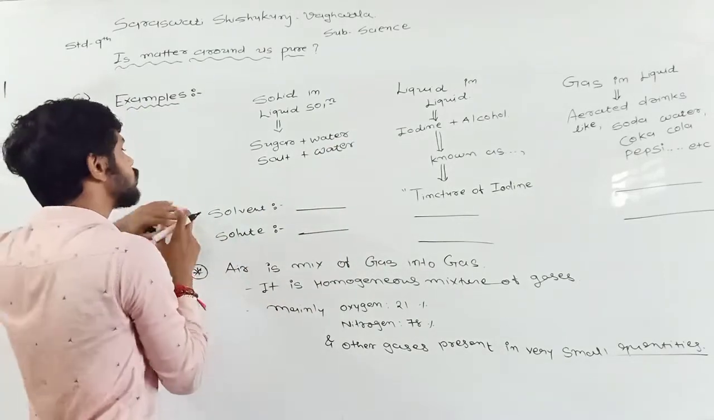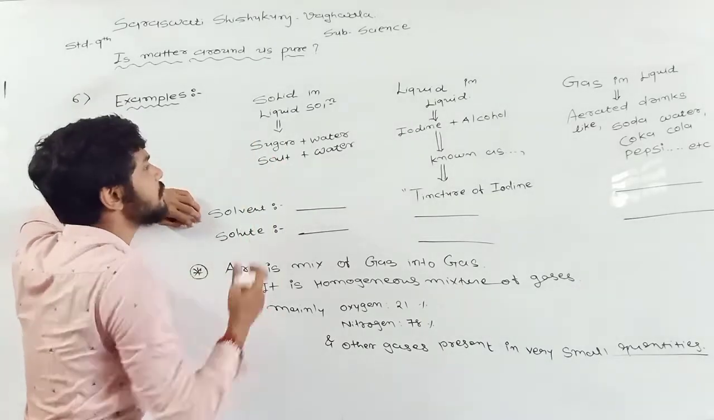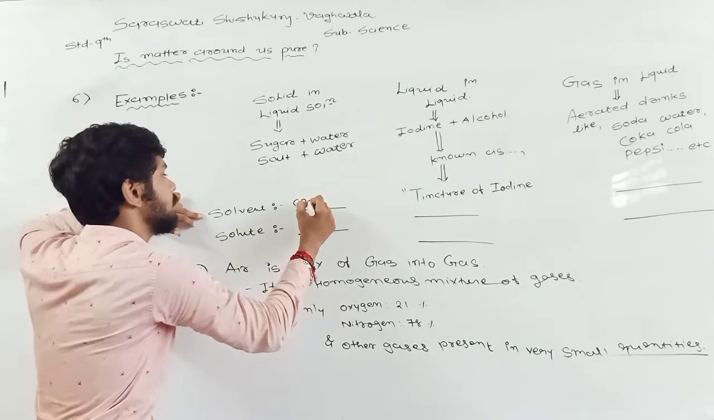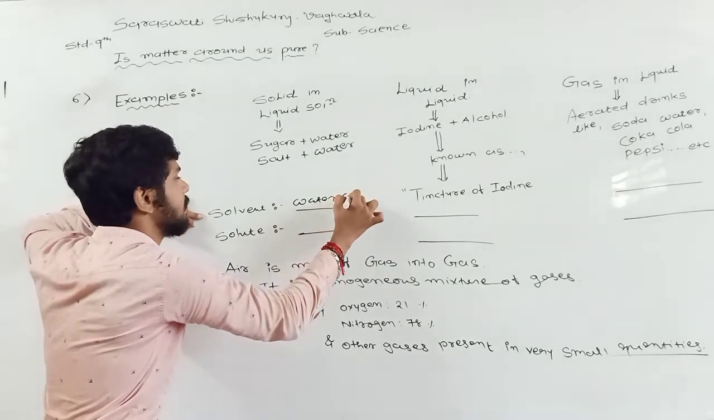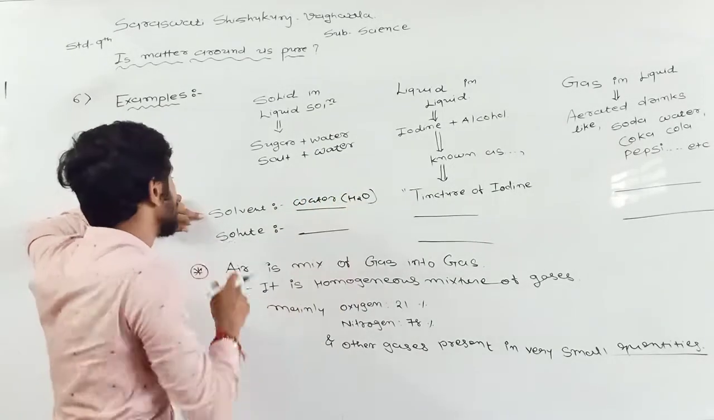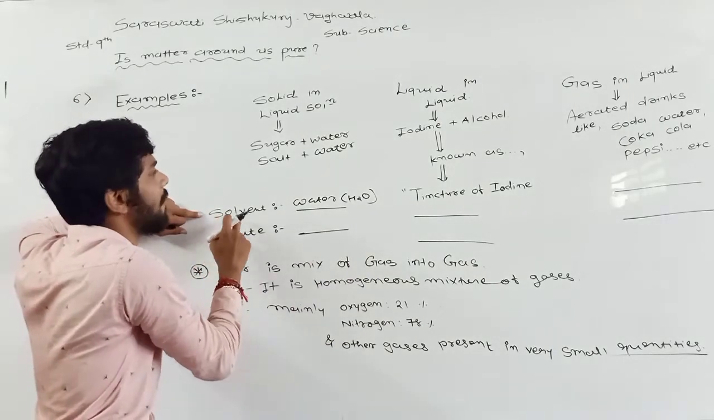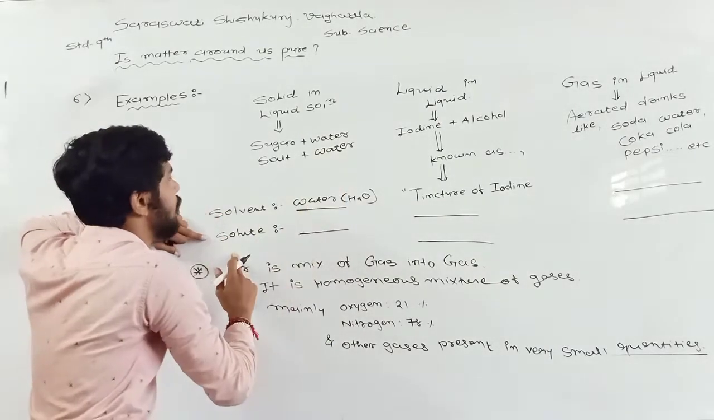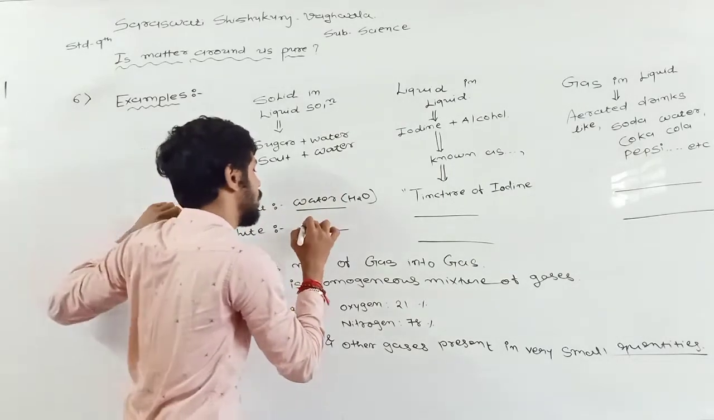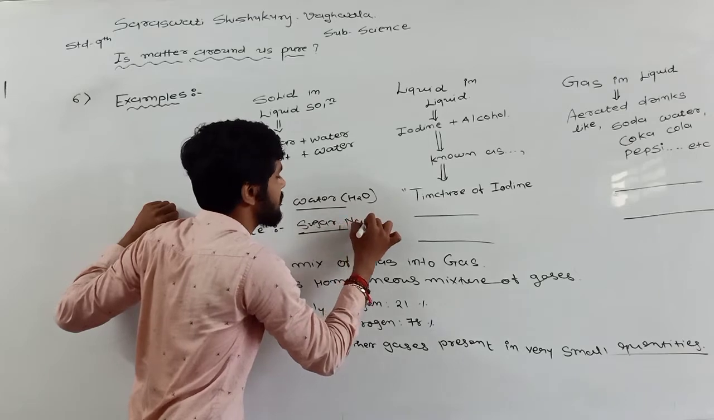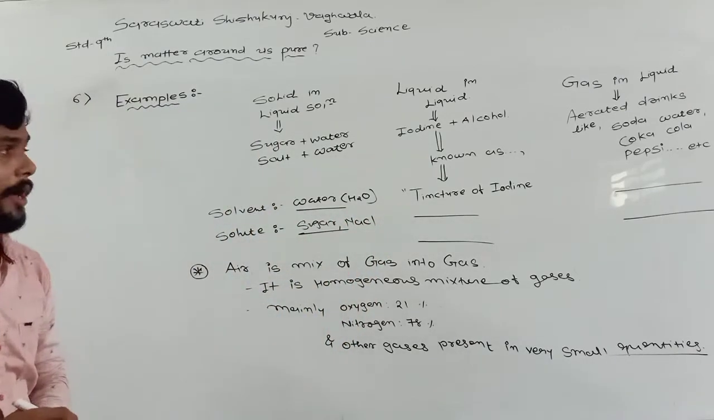So let us talk about the solute and the solvent in this solution. So what is the solvent? The water. Water, that means H2O, has the tendency to dissolve the solid particle in it. So that is the solvent, the water, and the solid particle is the sugar and the salt. Sugar or salt, that means NaCl, that is sodium chloride.